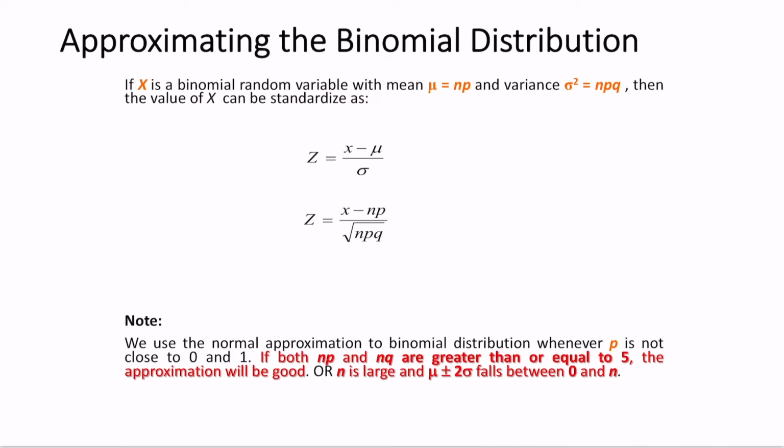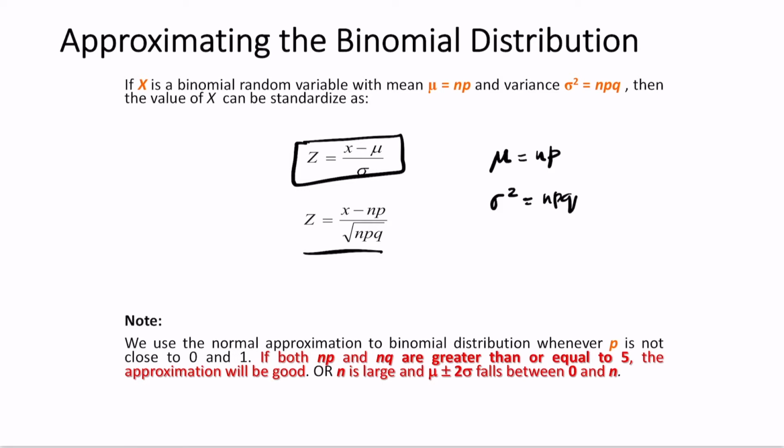So how do you find the z value then? The z value originally is x minus mu by sigma, but we know that in a binomial distribution mu equals np and sigma squared equals npq. So the formula becomes x minus np by the square root of npq.